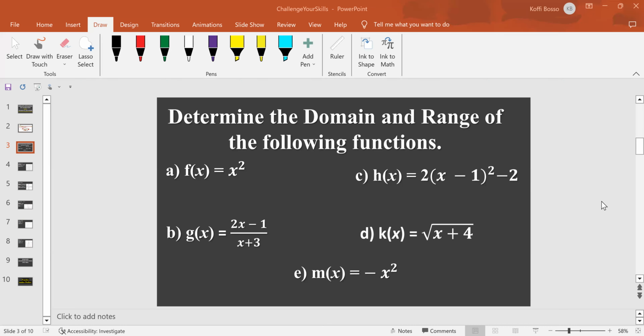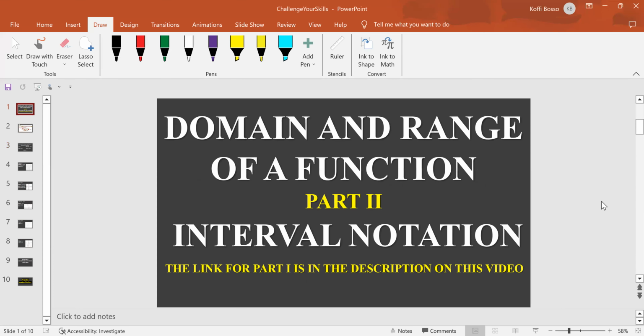Determine the domain and the range of the following functions. Welcome to another video, and this is the domain and the range of a function, part 2. The link for part 1 is available in the description of this video.